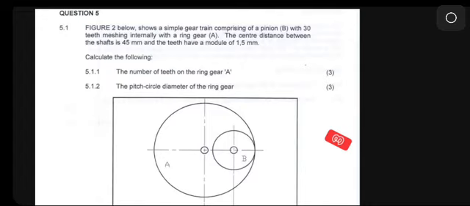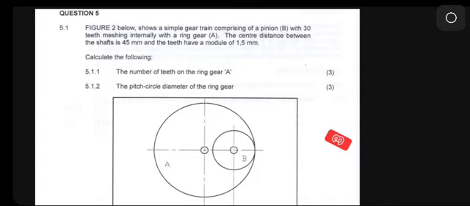We have question 5.1. It says, the figure below shows a simple gear train comprising a pinion B with 30 teeth meshing internally with the ring gear A. The center distance between the shafts is 45 mm and the teeth have a module of 1.5. Calculate the following: 5.1.1, the number of teeth on the ring gear.